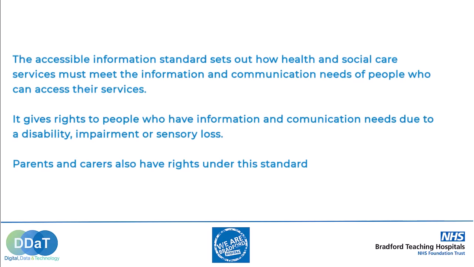The Accessible Information Standard sets out how health and social care services must meet the information and communication needs of the people who can access their services. It gives rights to people who have information and communication needs due to a disability, impairment, or sensory loss. Parents and carers also have rights under this standard.